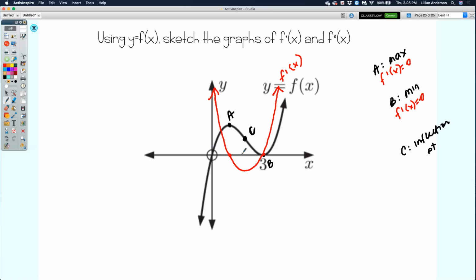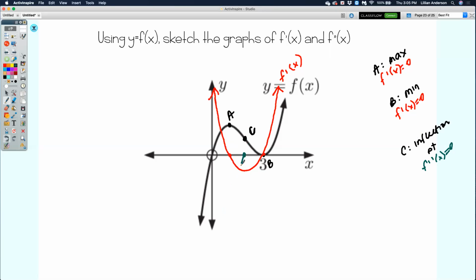So then on our second derivative, again, talking about its curvature, we're concave down from negative infinity to C. Then we're concave up from C to infinity. So again, wherever there's a point of inflection, we have an x-intercept. Concave down means we are below the x-axis.